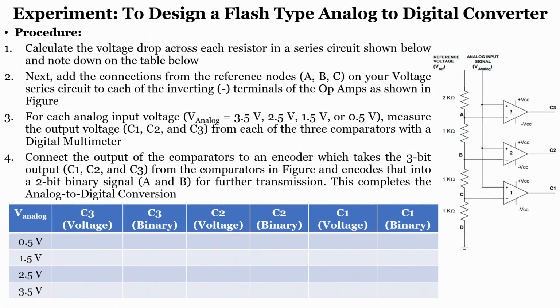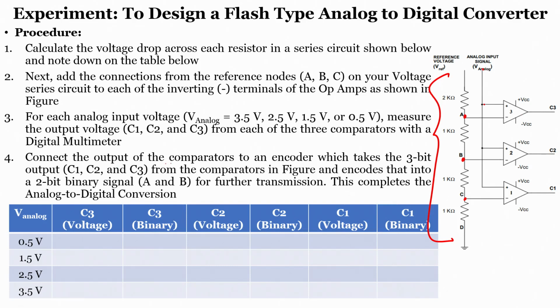Now to perform this, we can calculate the voltage drop across each of the resistors in series, as you can see here, and note it down in the table below, which is C3, and then next add the connections from the reference nodes A, B, C on your voltage series to each of the inverting terminals. You can see here you can connect this one, this one, this one. This is your reference voltage which is constant, and this is your analog voltage. So depending on the value of the analog voltage, either our output will be 1 or it will be 0.